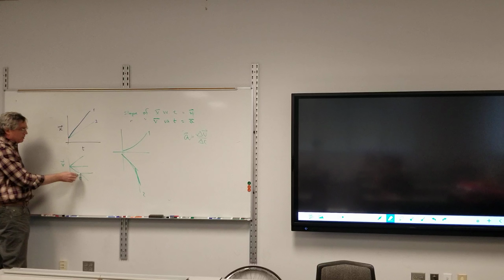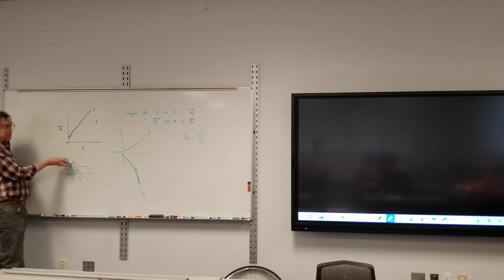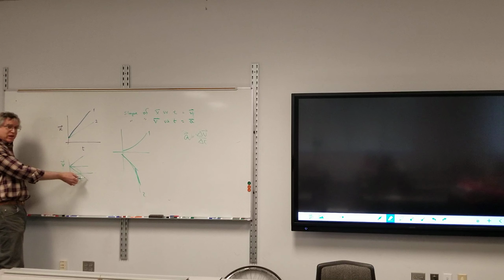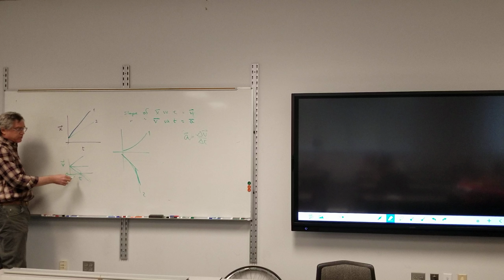In this region right here, I'm slowing down because I'm getting closer to 0. My velocity is positive because I'm above the axis. My acceleration is negative because the slope is negative. So I'm slowing down, I hit 0, and then I start going in the other direction.